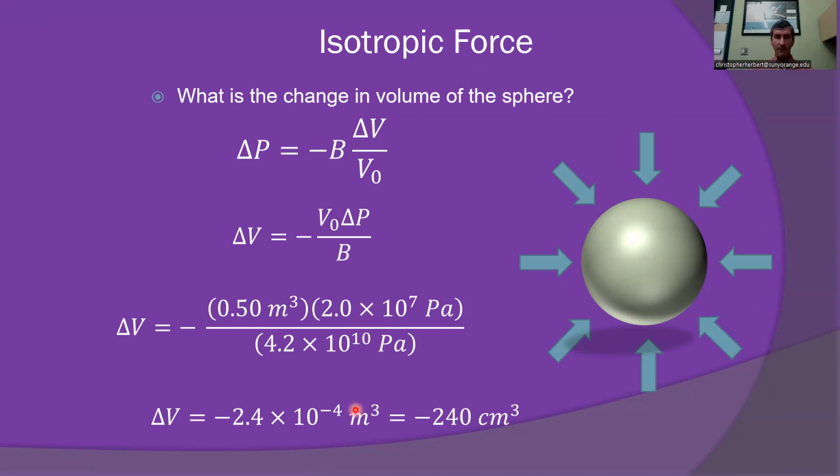So we're going from 1/2 a meter cubed to changing by probably about 1/2 of a thousandth of the total volume of this. So, less than 0.1% of a volume change, or negative 240 centimeters cubed.